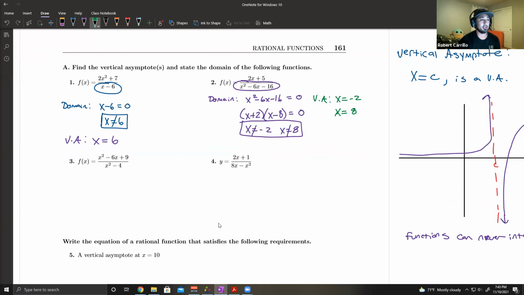All right. So doing the same thing for the others, 3 and 4. Okay. 3. Fine. Oops. Wanted to be green. There we go.